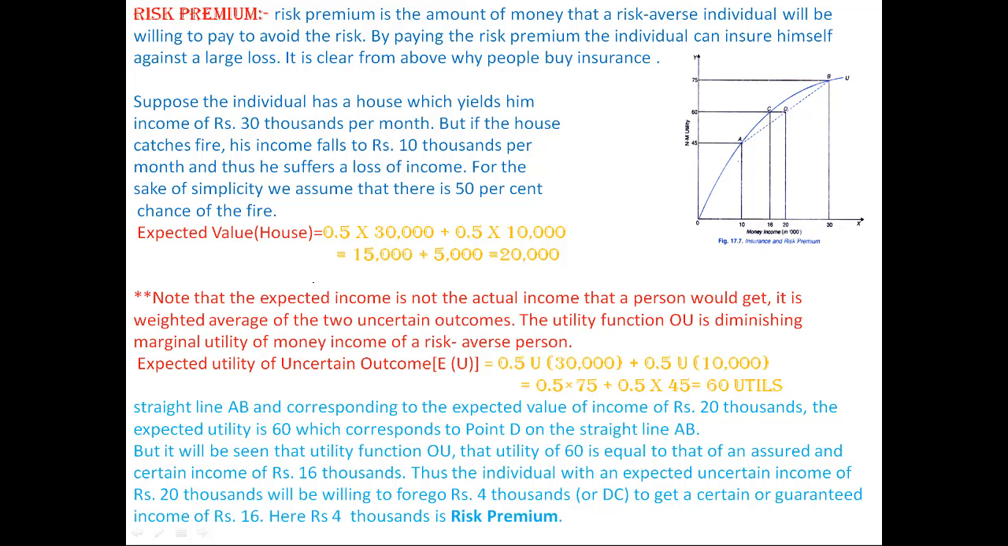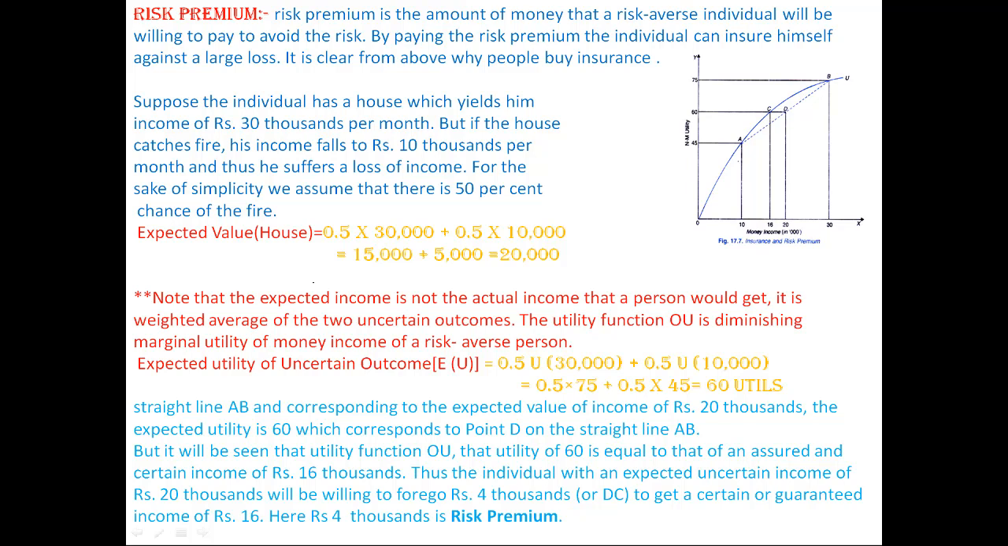Let's consider, suppose he has a house, his income is 30,000 with utility 75. If his house catches fire, his income is reduced to 10,000 with utility 45. Again, consider there is a 50-50 chance of catching fire. What will be the expected value? Multiply the probability of catching fire and not catching fire with the respective incomes, and you get 20,000.